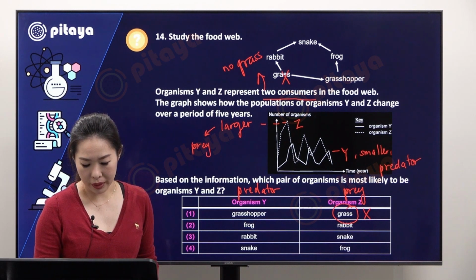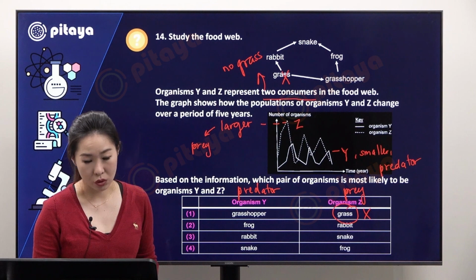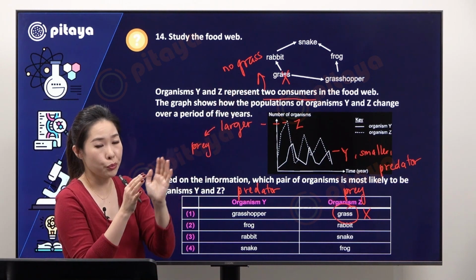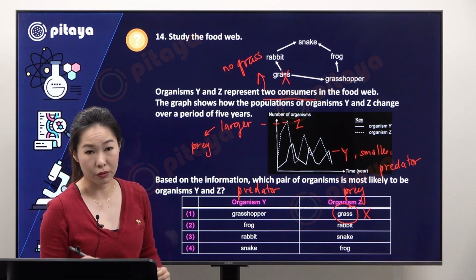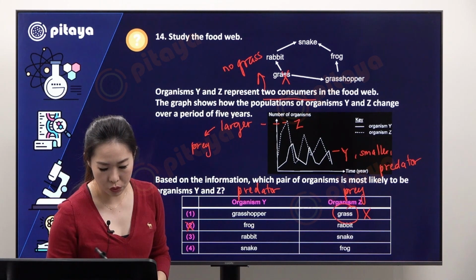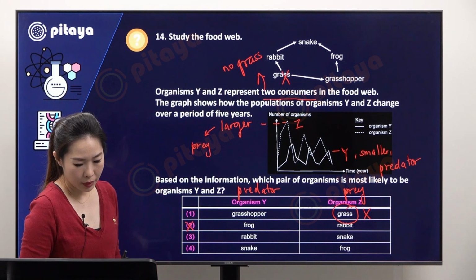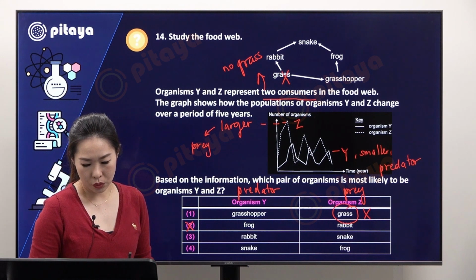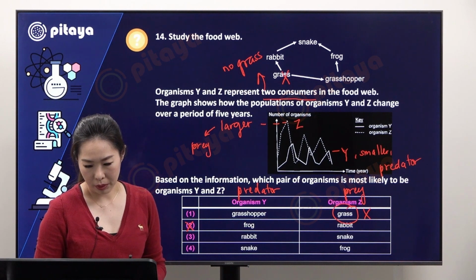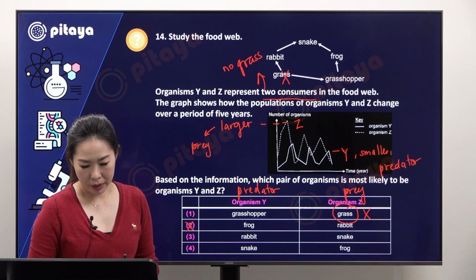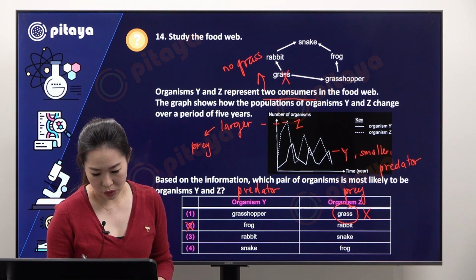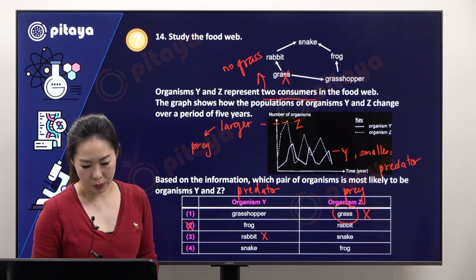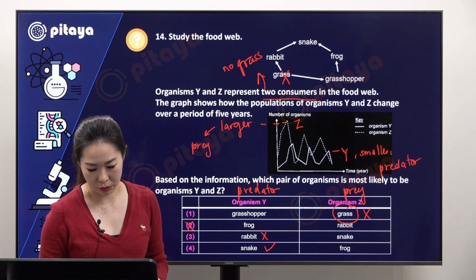So frog being a predator of the rabbit is not true, because in this food web given, there is no predator-prey relationship between the frog and the rabbit. So option 2 cannot be chosen. Options 3 and 4, these two are pretty similar but opposite. Rabbit is not the predator of the snake, so we should eliminate it. And then option 4, snake is a predator of the frog. We should choose option 4.